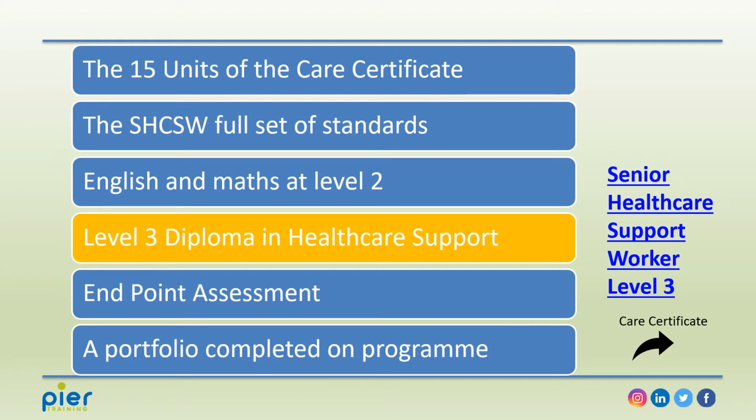So in level 3, you'll note that the only difference, which I've highlighted on the screen, is that you do a level 3 diploma in healthcare support. For the level 2 there is no diploma, but for the level 3 there is a diploma, so there are slightly more criteria to cover at a much higher level.